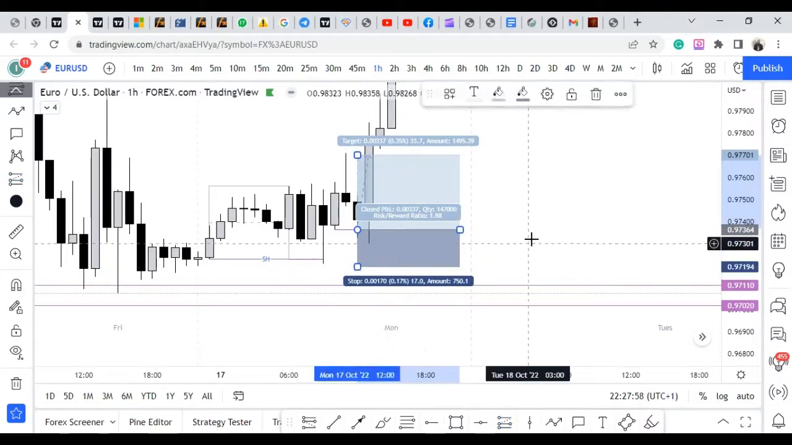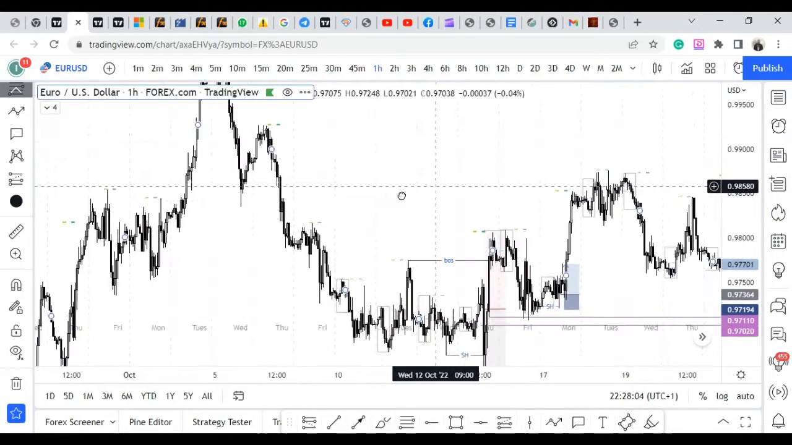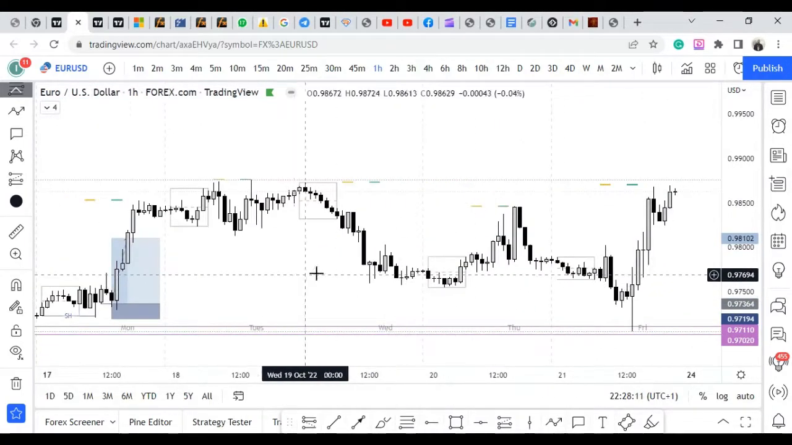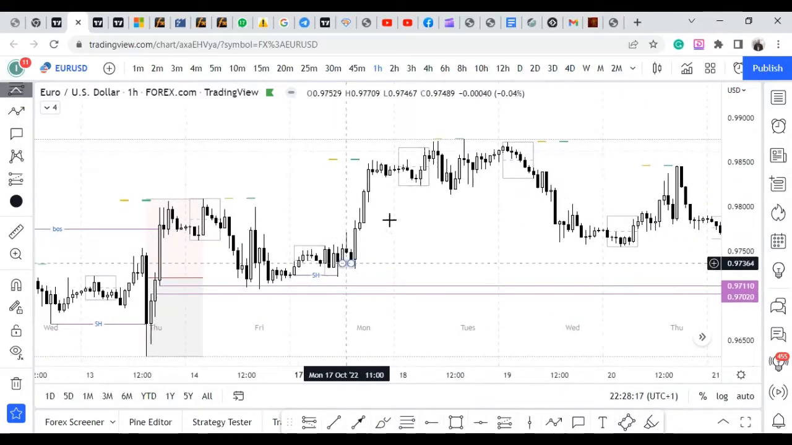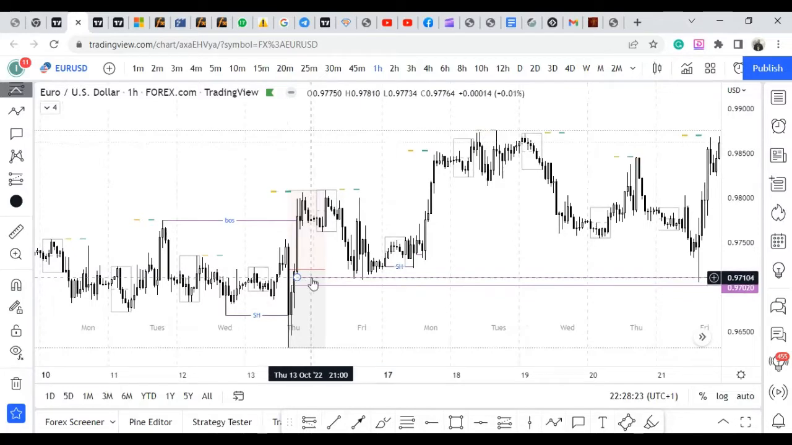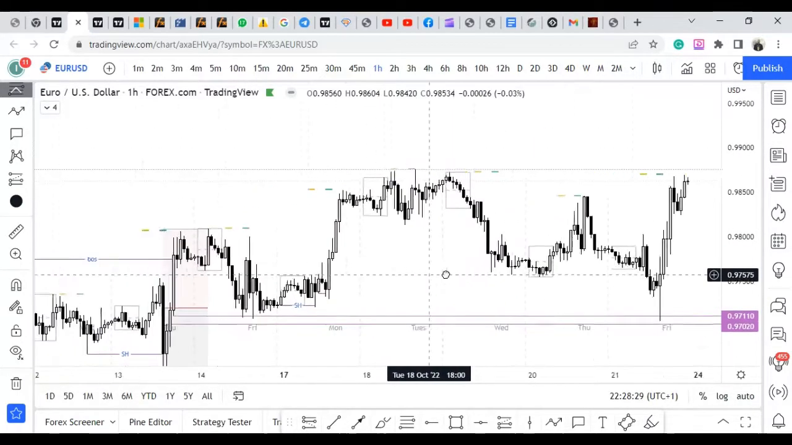Not a bad trade, but 17 pips stop loss, and then you would have targeted first of all this high, which is quite not a bad trade. So that was what happened on Monday, which was a very good opportunity. Still based on the fact that price was reacting from this discount of Thursday's price action.